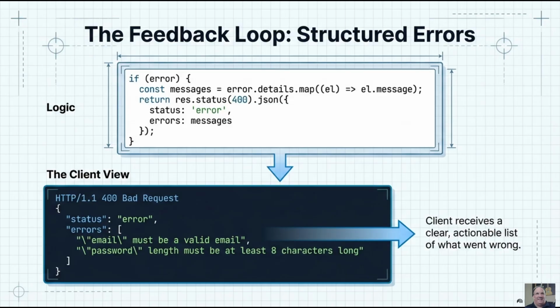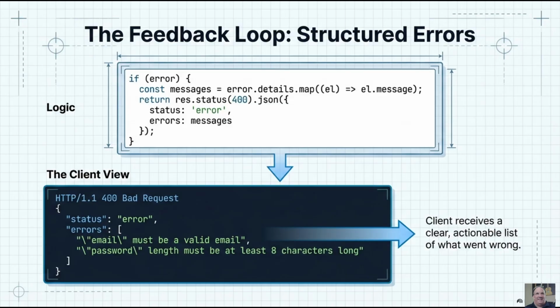So look at the client view at the bottom. The response comes back HTTP 400 with a clean JSON body. The errors array contains messages like "email must be valid" and "password length must be 8 characters long." This is actionable feedback, right? A front-end developer can take the array and display each message next to the corresponding form field. An API consumer can parse it programmatically, and it's consistent across every endpoint because the same middleware generates it.